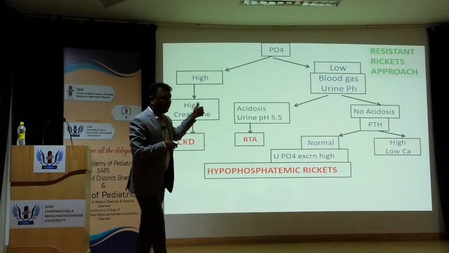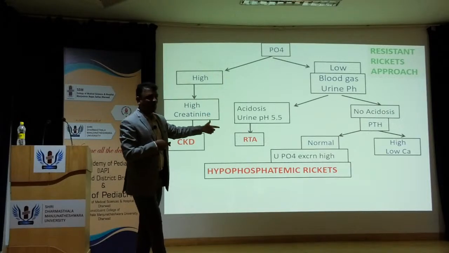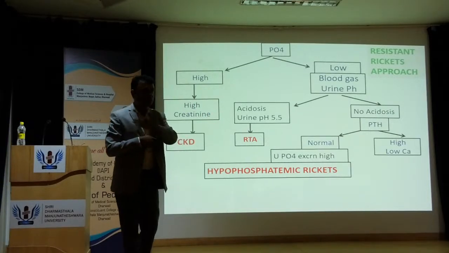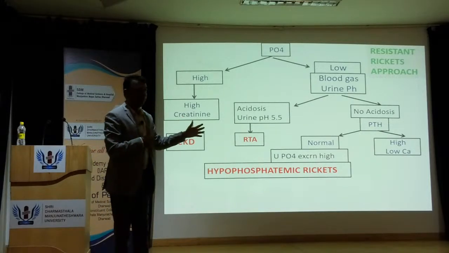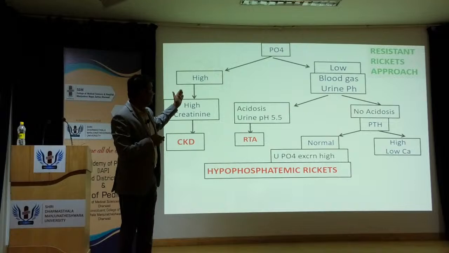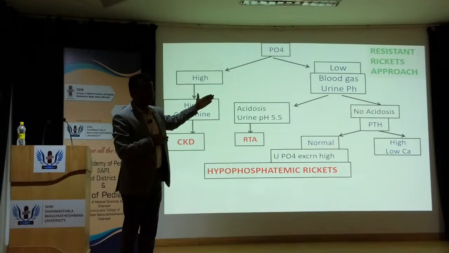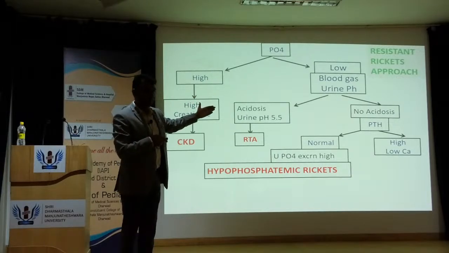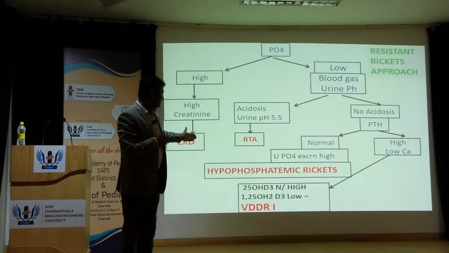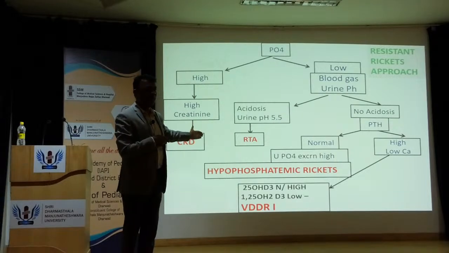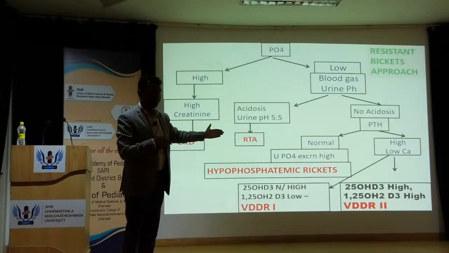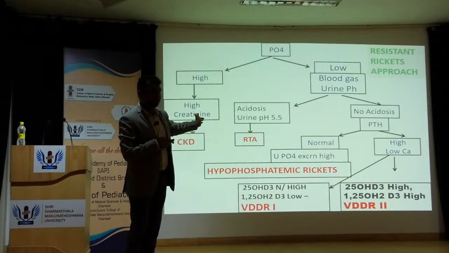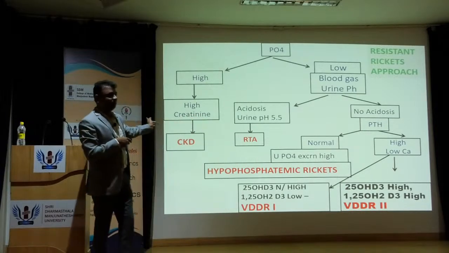There is high PTH, low calcium. It has to be calcium. All the conditions which cause hypocalcemia will be here. So here we have a resistant rickets, and we have ruled out vitamin D deficiency. Yes or no? So it is either vitamin D dependent type 1 or vitamin D dependent type 2. Should I repeat this slide? Yeah? Yes?